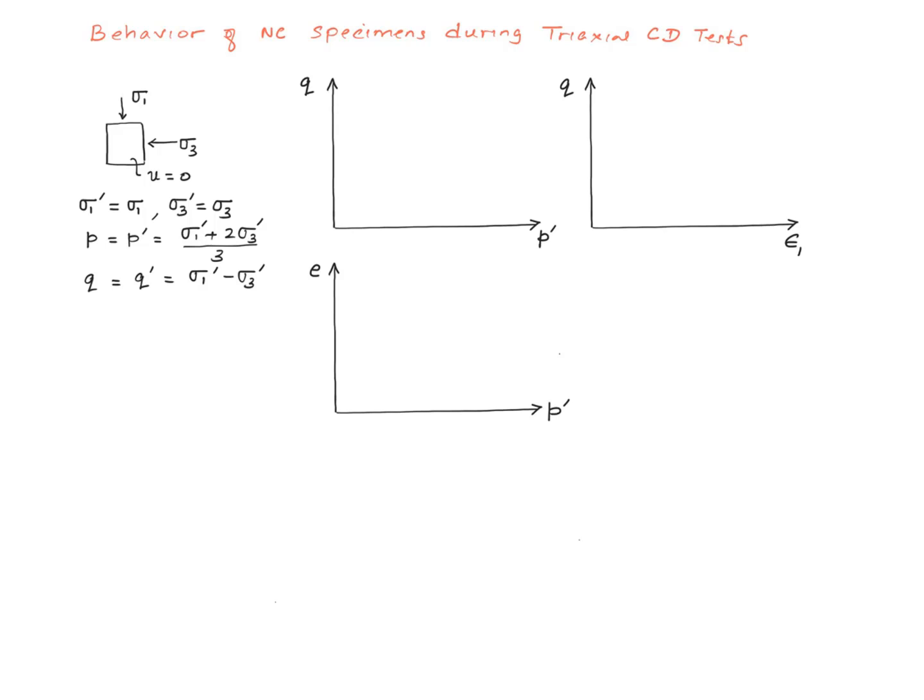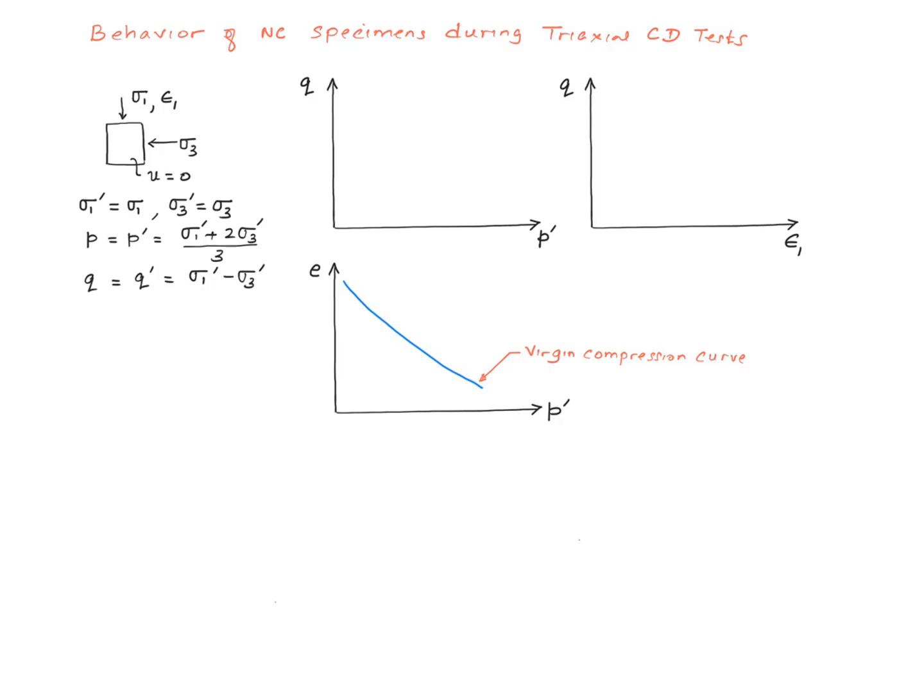I'm going to be plotting the stress paths in the PQ space, so let's remind ourselves of the definitions of P and Q. In fact, I'm going to be plotting typical results in three different spaces: PQ space, Q versus epsilon 1 space, where epsilon 1 is the vertical strain, and then finally void ratio versus P prime space. Let's say this is my virgin compression curve.